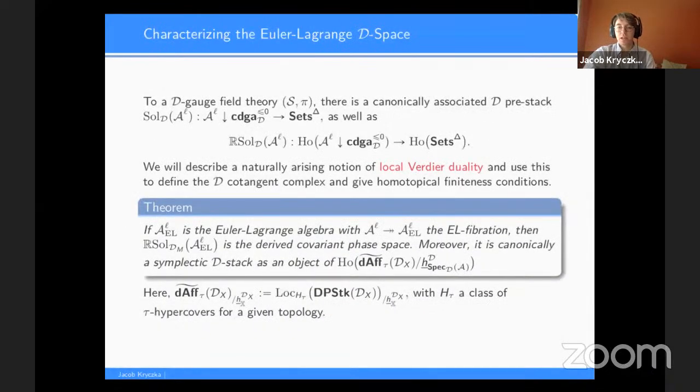So the main theorem that I'd like to state, that I will spend the parallel talk proving, is that if we take a D gauge field theory as I've so defined them, we may canonically associate a D pre-stack, whatever this fancy term is.